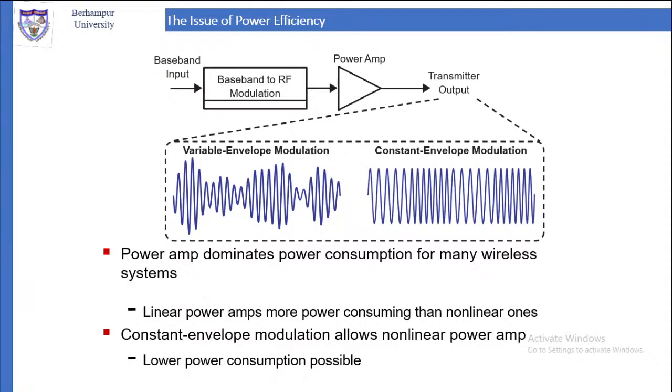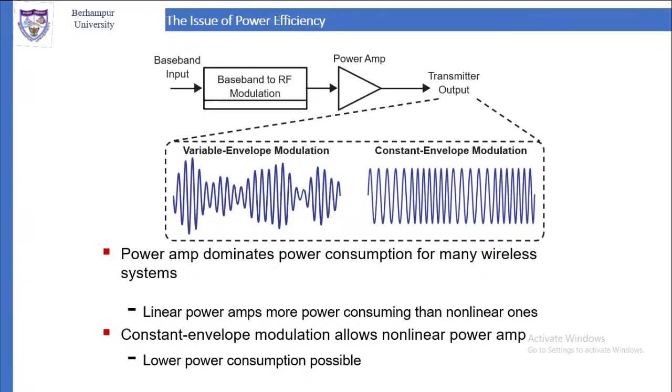Now, what are the issues with power efficiency in amplitude modulation? You give a baseband input that goes from baseband to RF modulation. You have a modulator which will put this baseband input on RF. Then that will be amplified using a power amplifier. Remember this is very important. The power amplifier is one of the components of the modulation, and we are going to discuss it later. After the power amplifier, it is transmitted.